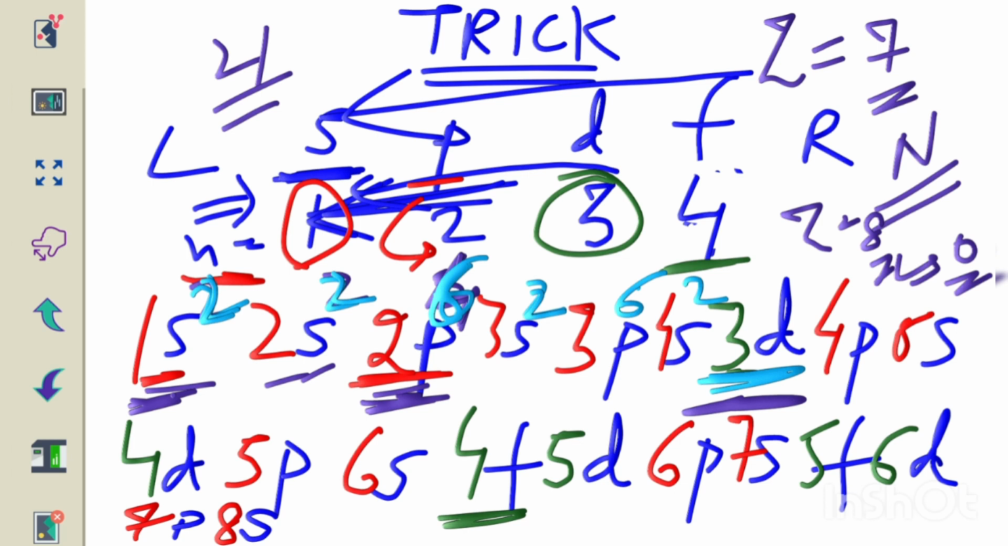How many electrons have we filled? We have filled 2 plus 2 is 4, plus 6 is 10, plus 2 is 12, plus 6 is 18, and 2 more is 20. So 1 electron is left. It will come here, 3d1.